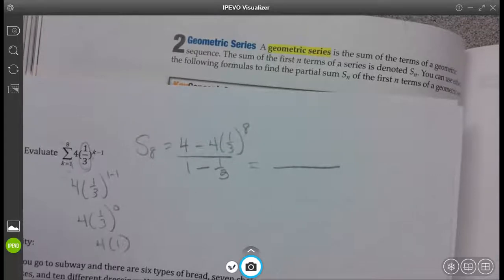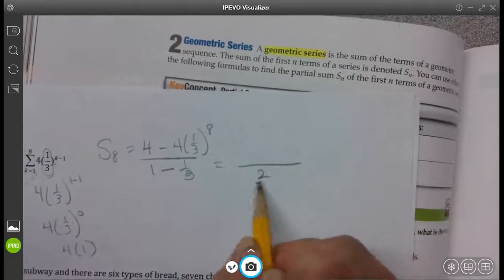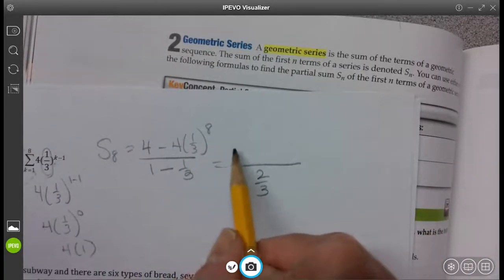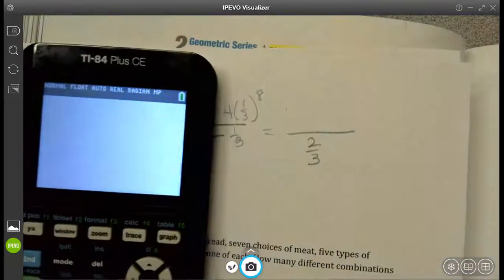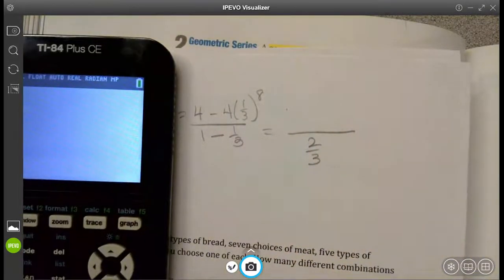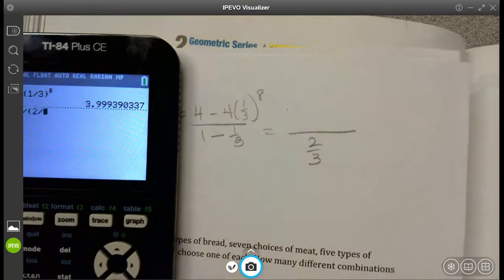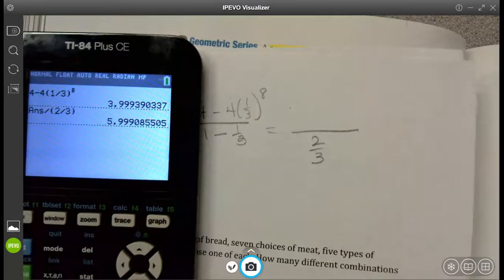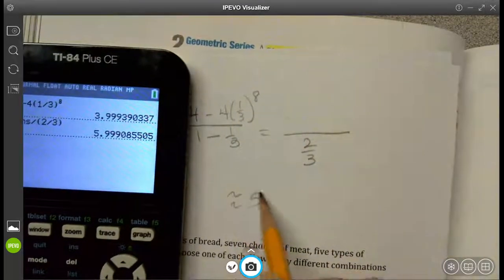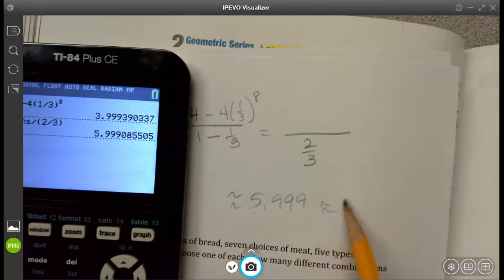You can put that all in a calculator if you want, or just try to clean it up as much as possible. And you could just do this. You could say 4 minus 4 times 1 divided by 3 to the 8th, enter, divided by 2/3. It's about 5.9 repeating, which is about 6. And that's it. Nothing. Easy.